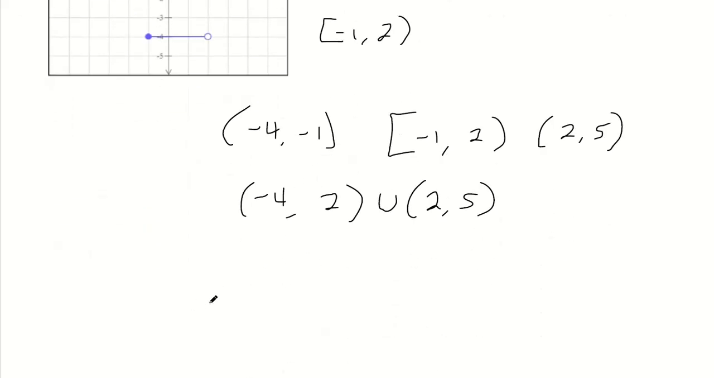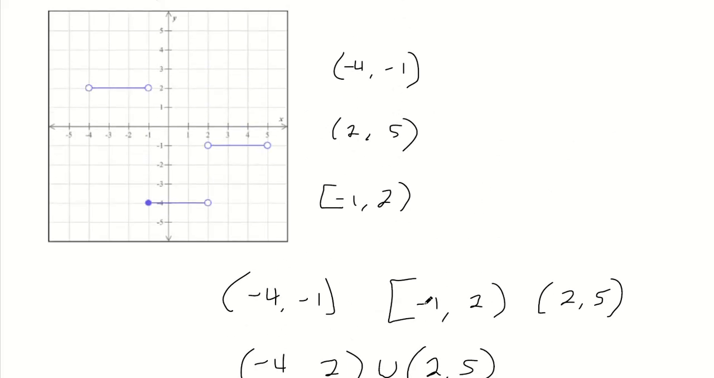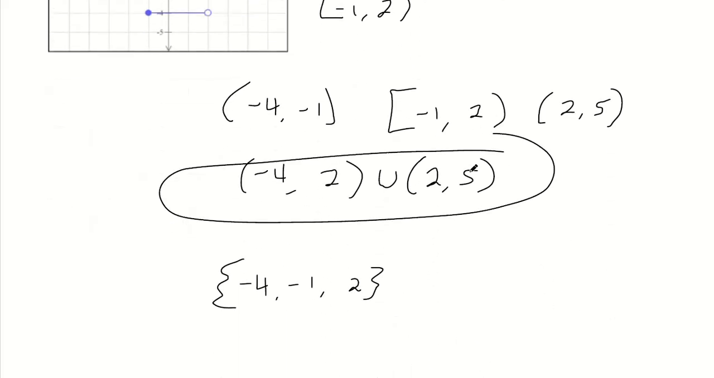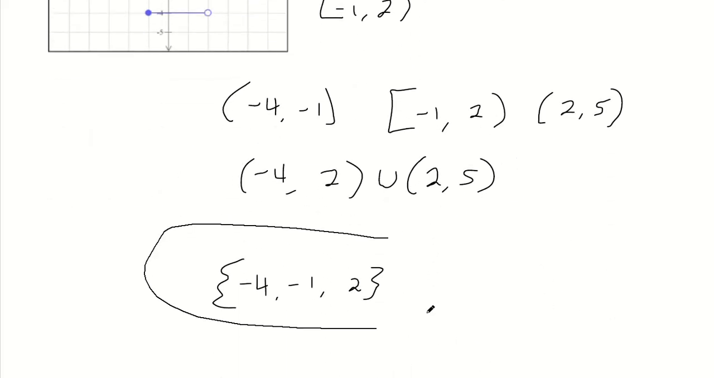So the y values are discrete, meaning that we can only have a countable amount of options. -4, -1, and +2 are the only possible y values. So that's our range. This is our domain, all the x values, and this is our range, all the y values.